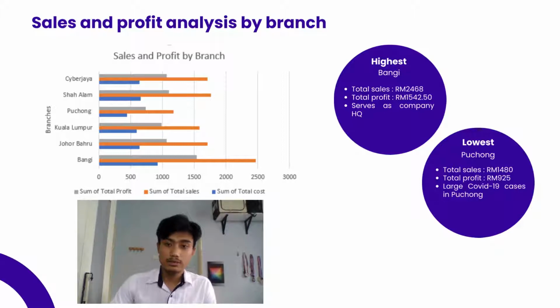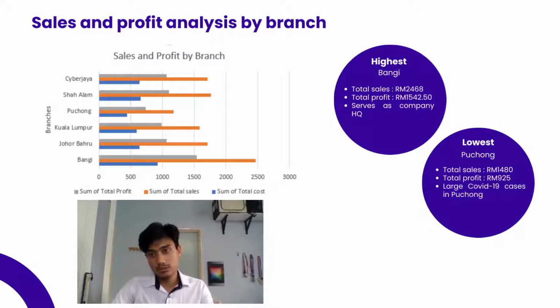Here is our sales and profit analysis by branch. As I mentioned before, we have 5 branches, which are Puchong, Shah Alam, Cyberjaya, Kuala Lumpur and Johor Bahru, and also our main headquarters, which is Bangi. In this analysis, we have the highest sales at Bangi branch, with total sales amounting to 2,468 ringgit and a total profit of 1,542 ringgit and 50 cents. This is because Bangi is our headquarters, which is the most known to our customers.